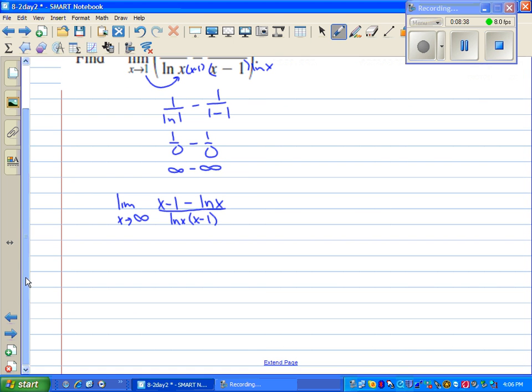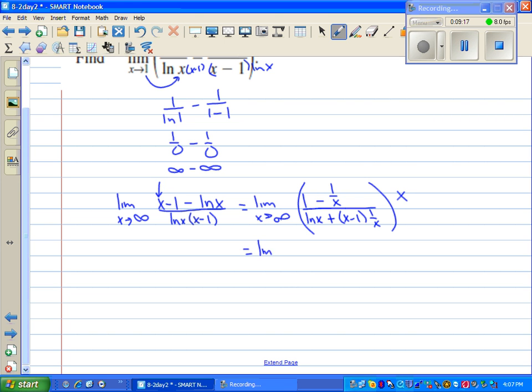Now we can take the derivative. That's what L'Hopital's rule says to do. We have the limit as x approaches infinity. Derivative of x is 1. The derivative of minus 1 will be 0, and the derivative of natural log of x is 1 over x. Over. On the bottom we have a product, so we're going to have to use the product rule. First times the derivative of second, which is just 1, plus the second times the derivative of the first, which is 1 over x. Now if we multiply everything by x, I can get rid of the complex fractions.